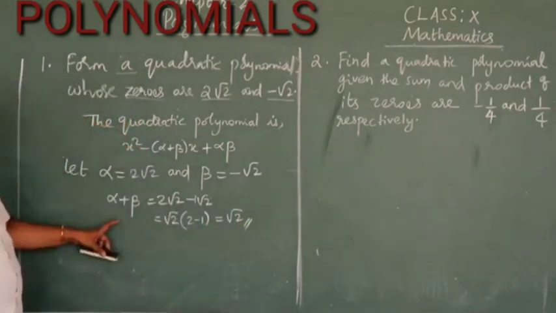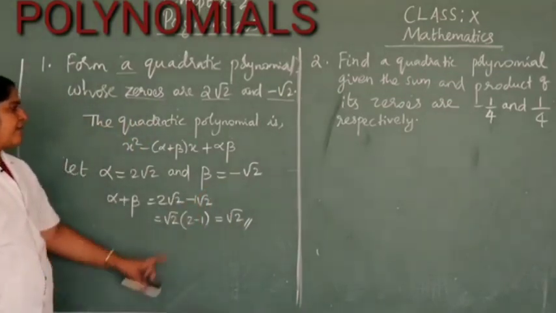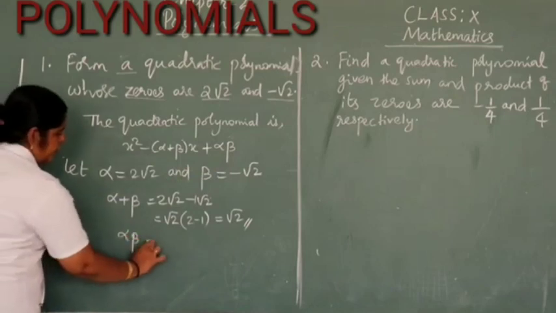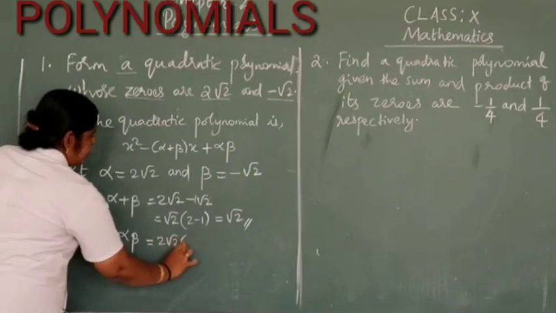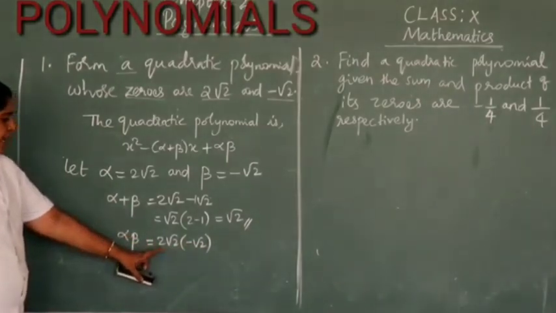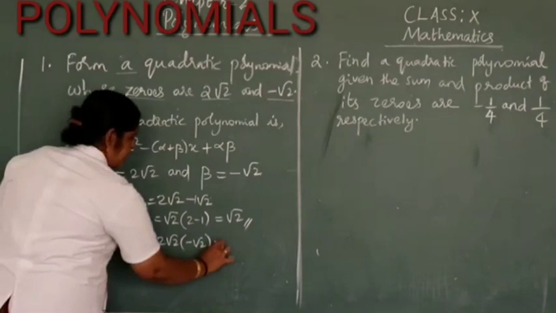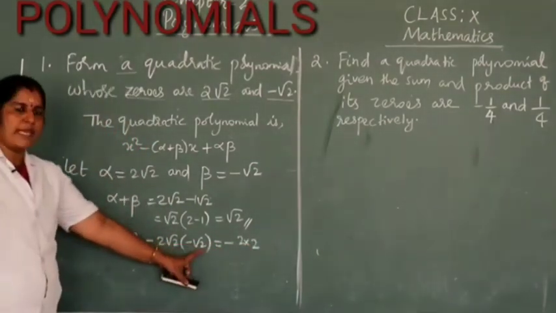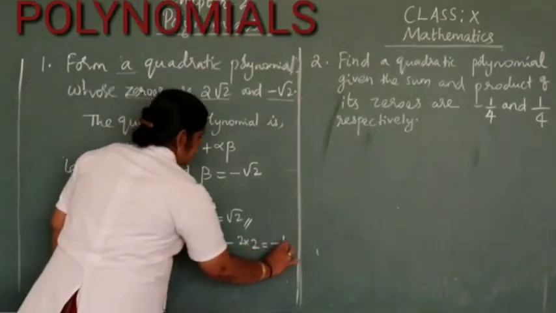So thus we got the sum of the zeros, alpha plus beta, equal to root 2. Now we can find what is alpha beta. So alpha beta equal to, multiply the two zeros, 2 root 2 into minus root 2. When you multiply 2 root 2 into root 2, that is minus 2 into 2. Root 2 into root 2 becomes 2. So 2 into 2, that is minus 4.